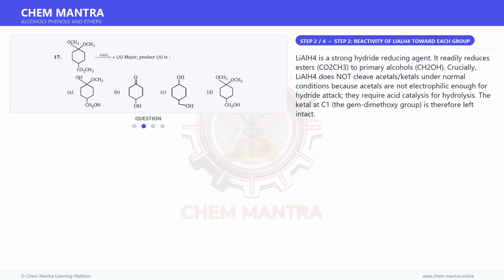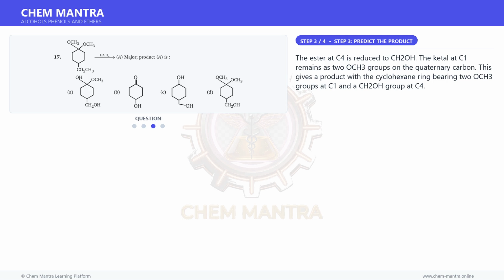LiAlH4 is a strong hydride reducing agent. It readily reduces esters, CO2CH3, to primary alcohols, CH2OH. Crucially, LiAlH4 does not cleave acetals or ketals under normal conditions because acetals are not electrophilic enough for hydride attack. They require acid catalysis for hydrolysis. The ketal at C1, the gem-dimethoxy group, is therefore left intact.